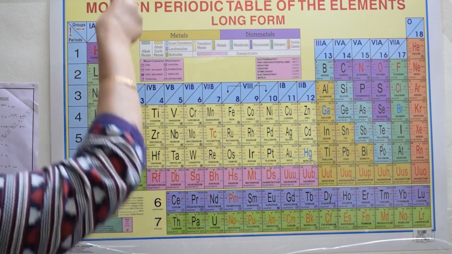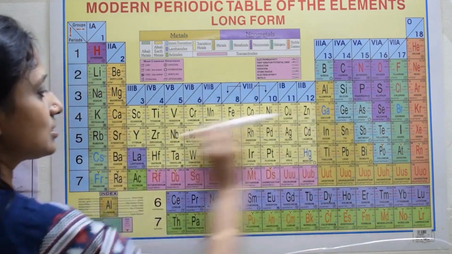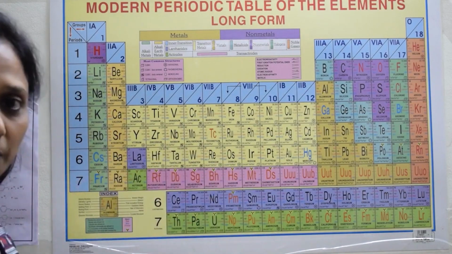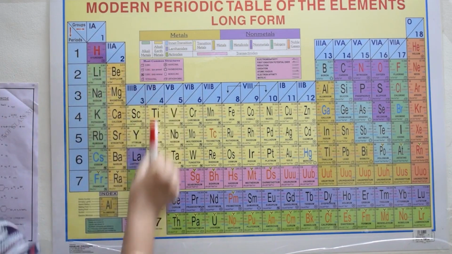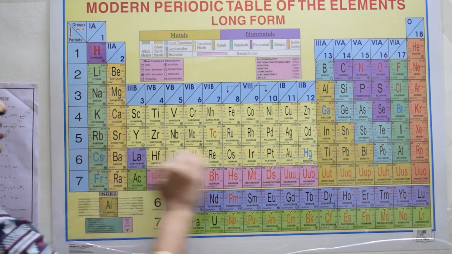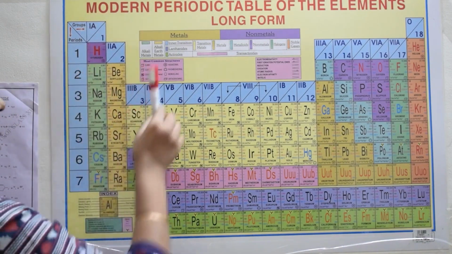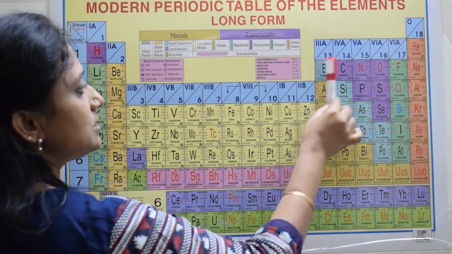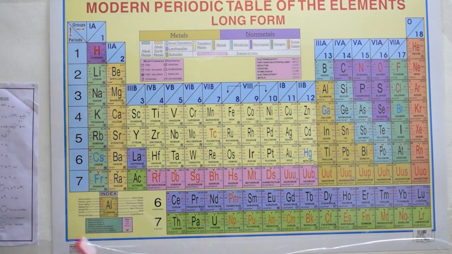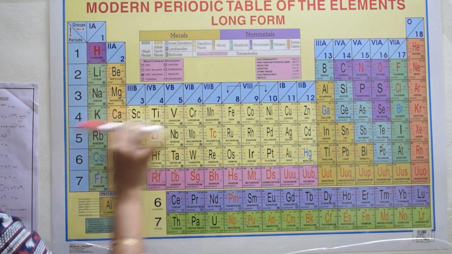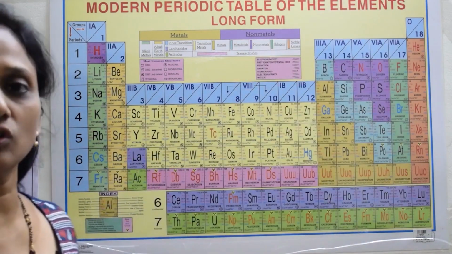Now, see here. This is called vertical, and this is horizontal. So the periodic table contains two important things: vertical columns and horizontal rows. Understand that. How many vertical columns are there? 1, 2, 3, 4, 5, 6, 7, 8, 9, 10, 11, 12, 13, 14, 15, 16, 17, 18. 18 vertical columns we have. Second point, we have 1, 2, 3, 4, 5, 6, 7 horizontal rows. Once again, 18 vertical columns and 7 horizontal rows.